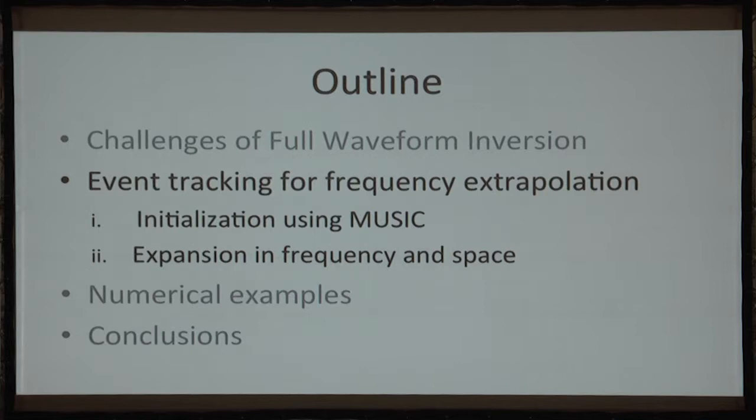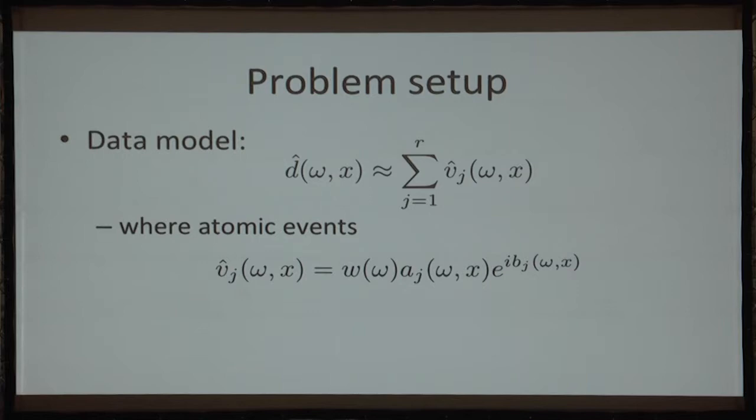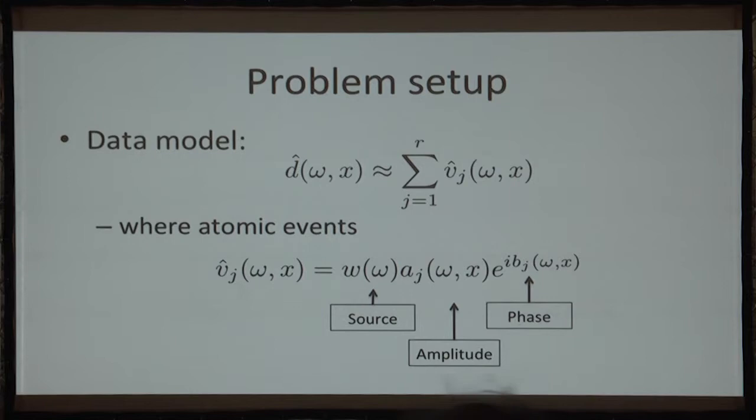Mathematically, this is how we set up the problem. For the data model, we transform the data to the frequency and space domain, and we assume a data record, for example a shot record, is a summation of r individual events, v_j. Each atomic event is defined by the multiplication of three different factors: the first is the source spectrum, the second is the amplitude, and the third is the phase. In this problem, we assume we know the source wavelet to a certain accuracy. If we don't know it exactly, the errors in this source term can be absorbed into the amplitude term and the phase term here.